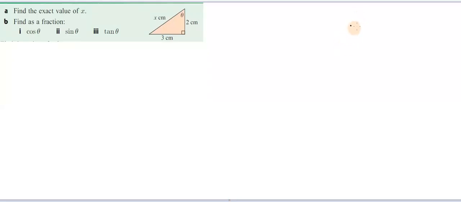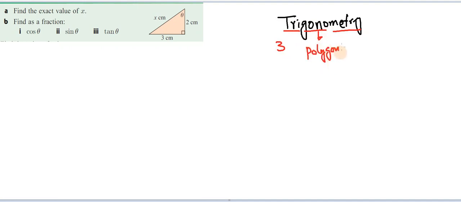Hello everyone, this is a very basic video regarding the trigonometry portion of your syllabus for the MYP or the O levels. As you know, trigonometry is a word that can be broken down into three portions. Tri means three, gono is from the word polygons, and polygons are closed shapes made with straight lines.